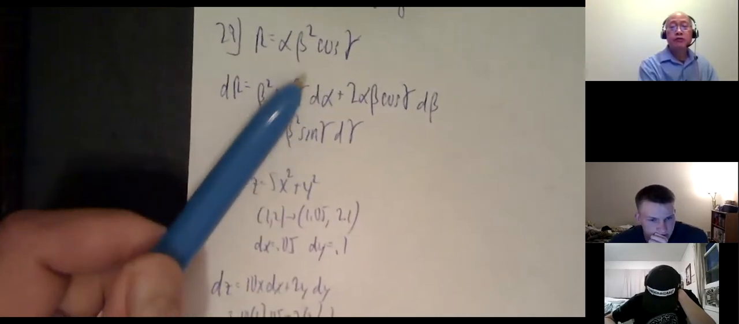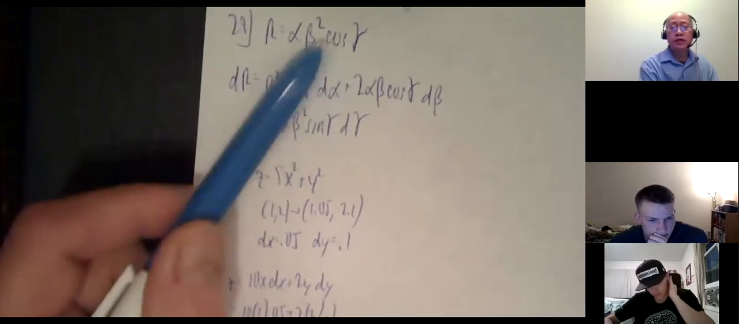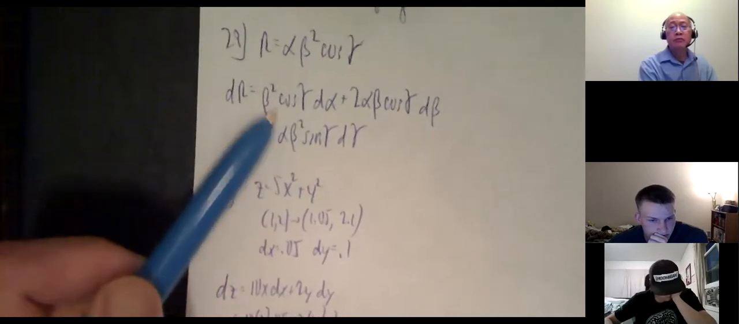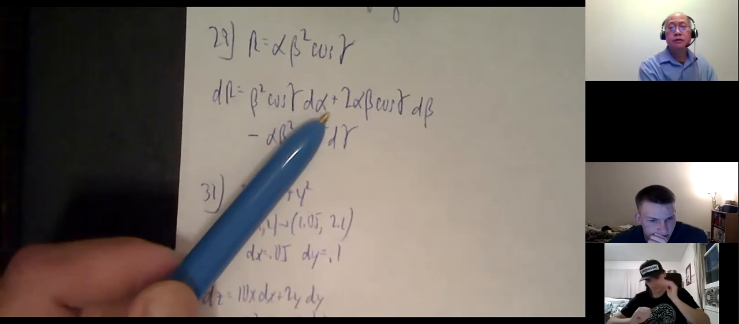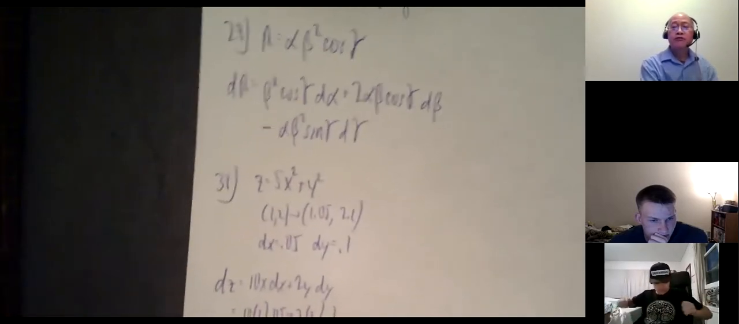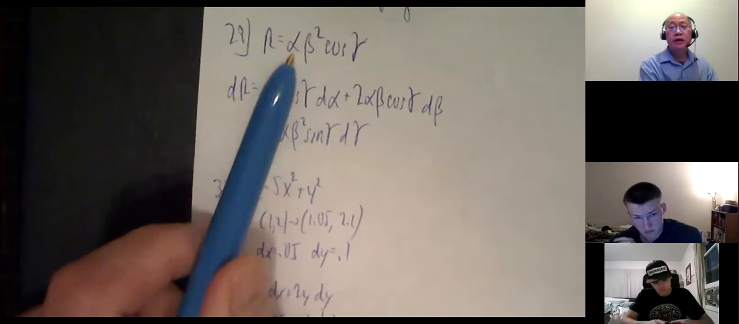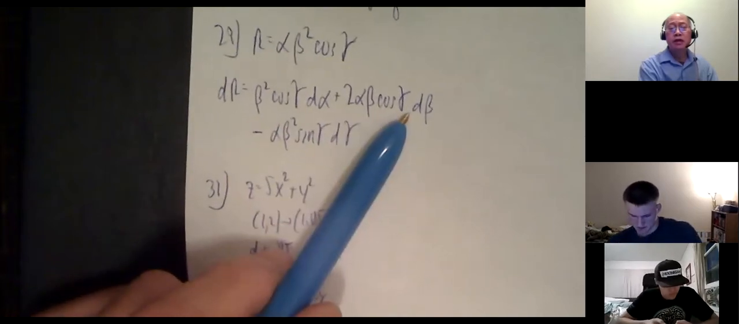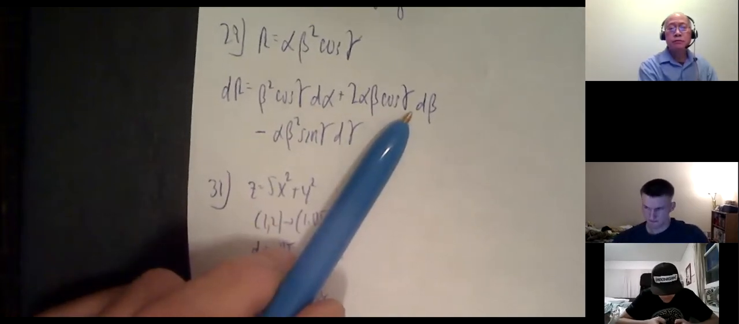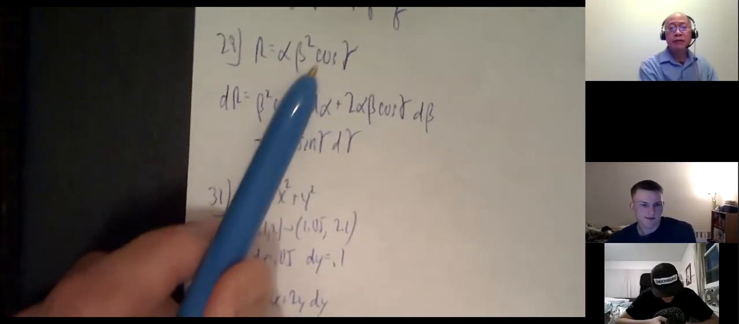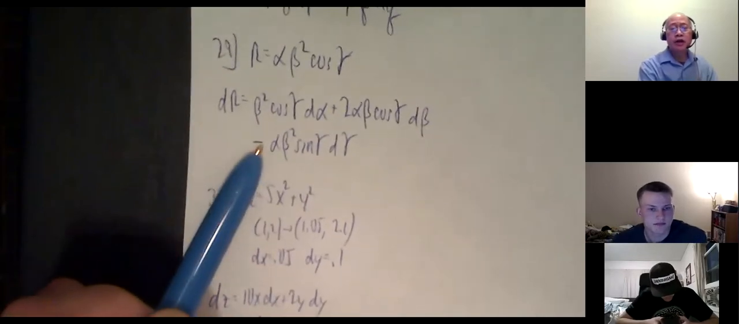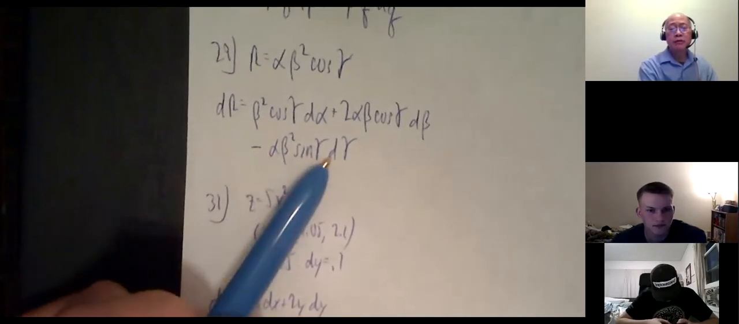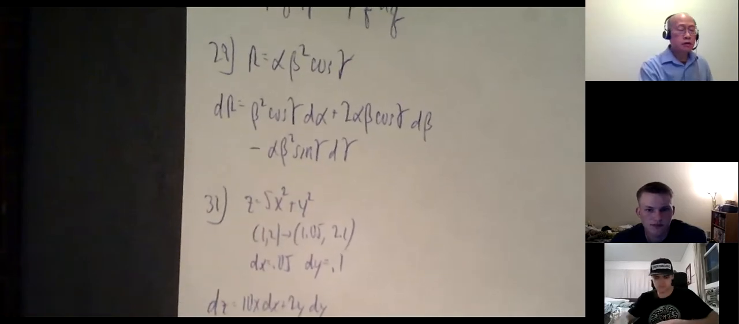Okay, so differentiate with respect to alpha. That means all of this is constant. So I just copy the constant. Beta squared cosine gamma d alpha, plus then differentiate with respect to beta, 2 alpha beta cosine gamma d beta. Then differentiate with respect to gamma. This is constant. Derivative of cosine is negative sine. So negative alpha beta squared sine gamma d gamma.